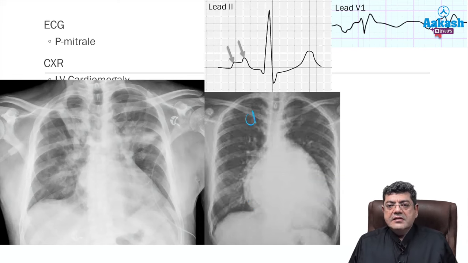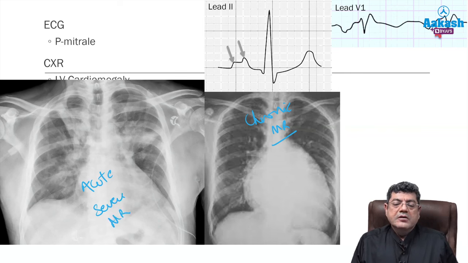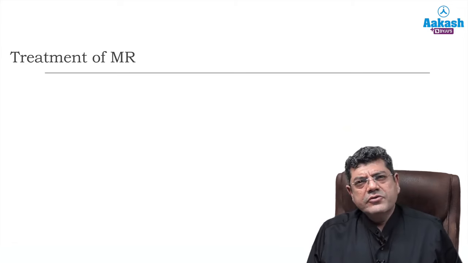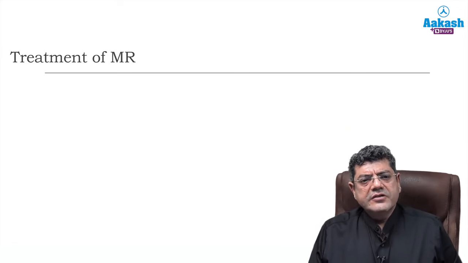And while this is chronic severe MR, this is what you get in acute severe MR. So, upper lobe redistribution of opacities and pulmonary edema. Right? Moving on. How do you treat these patients with mitral regurgitation?